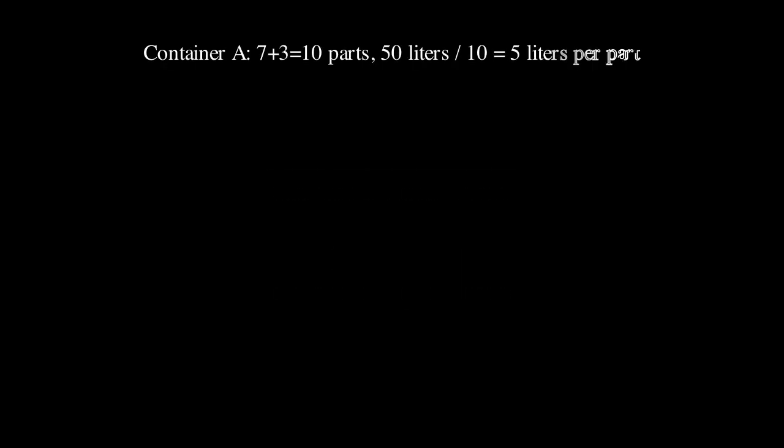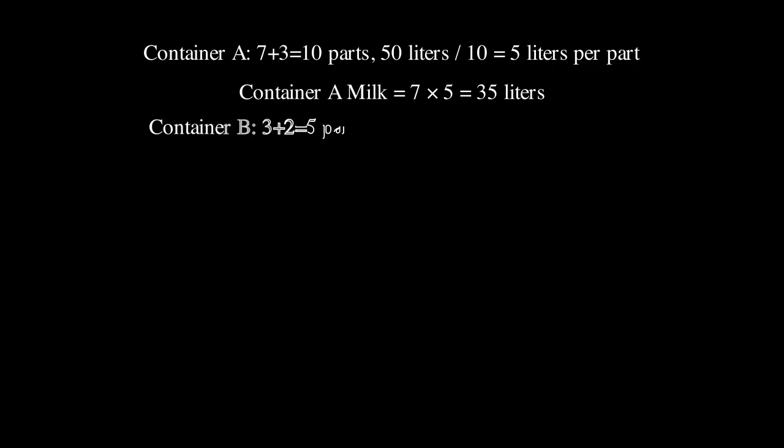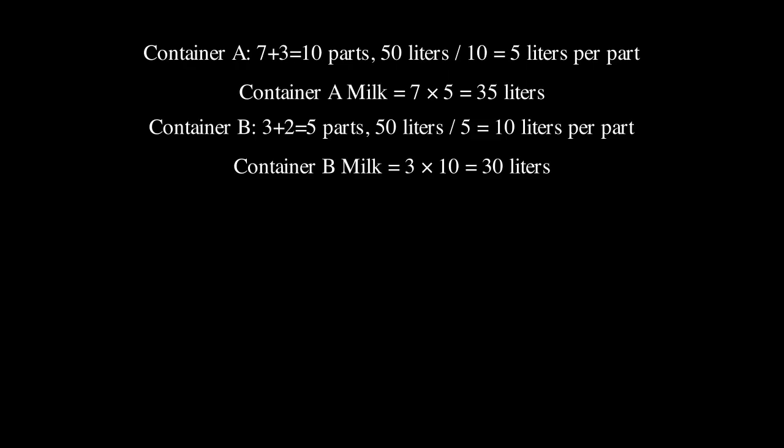In container A, 7 plus 3 gives 10 equal parts, and 50 liters divided by 10 parts means 1 part is 5 liters. Milk in container A is 7 parts, so 7 times 5 liters gives 35 liters of milk. In container B, 3 plus 2 gives 5 equal parts, and 50 liters divided by 5 parts means 1 part is 10 liters. Milk in container B is 3 parts, so 3 times 10 liters gives 30 liters of milk. Comparing 35 liters to 30 liters, container A has more milk, and it has 5 liters more than container B.